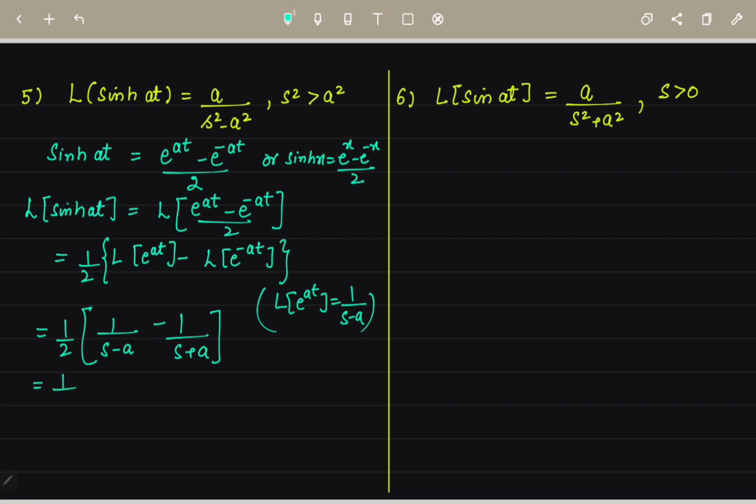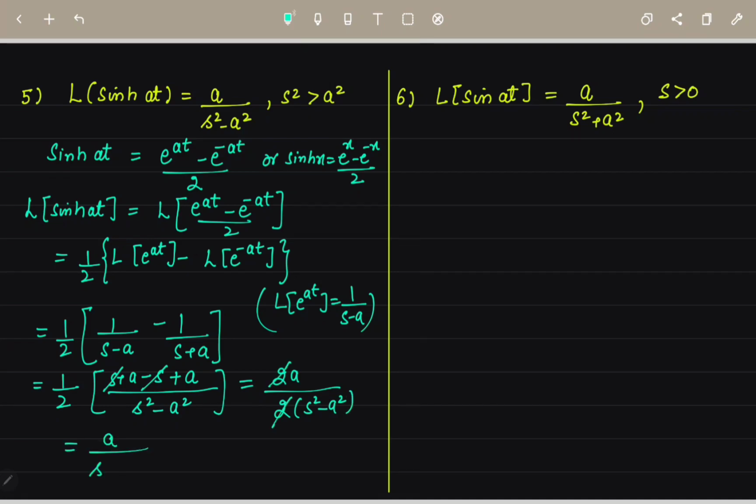So taking the LCM, it will become s square minus a square, and this will be s plus a, then minus s, then plus a. So now s and minus s get cancelled, and we have 2a divided by 2 into s square minus a square. So again 2 and 2 get cancelled, so I have a divided by s square minus a square. So this is the answer.